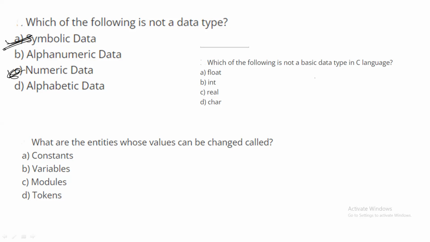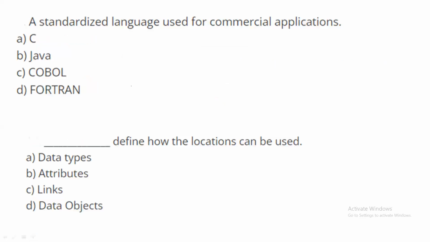Now, which of the following is not a basic data type in C language? Float we have, int we have, char we have. We don't have a real data type in C language, right? So let's move on to the next question. What are the entities whose value can be changed called? Anything that can be changed will be called a variable, right? So variable will be the correct answer over here. Let's move on to the next question.